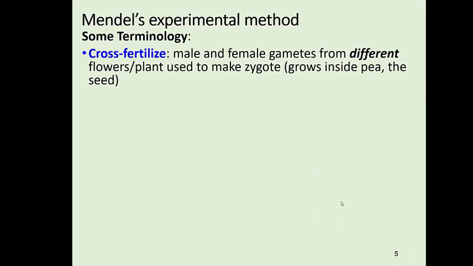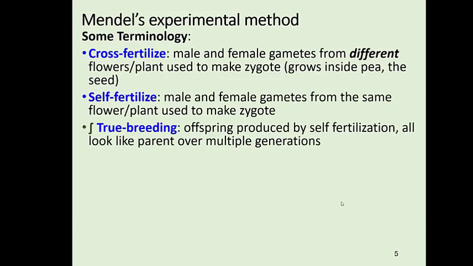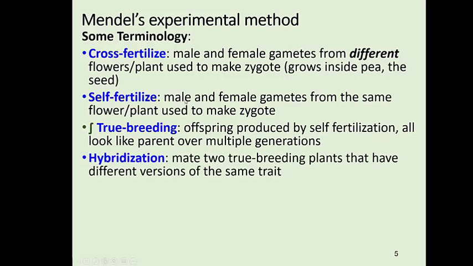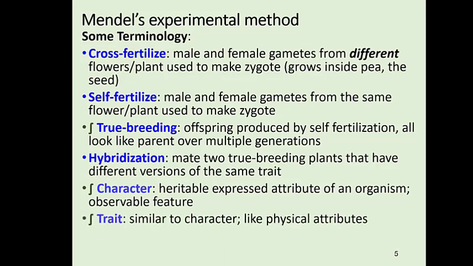Some of the terminology I am not going to spend a lot of time with because really these are vocabulary words. When we talk about cross-fertilizing, we're talking about male and female gametes from different plants. Self-fertilizing, male and female gametes from the same plant. True breeding, offspring created from self-fertilization. Hybridization, mating two true breeding plants. A character is a heritable expressed attribute or an observable feature similar to a trait. So we often will use trait and character interchangeably. And the locus is the position of the gene.